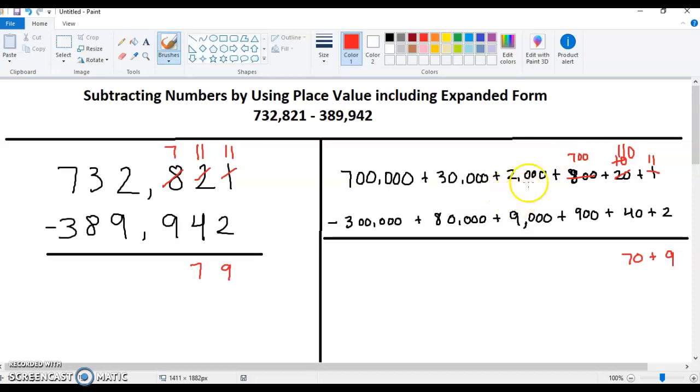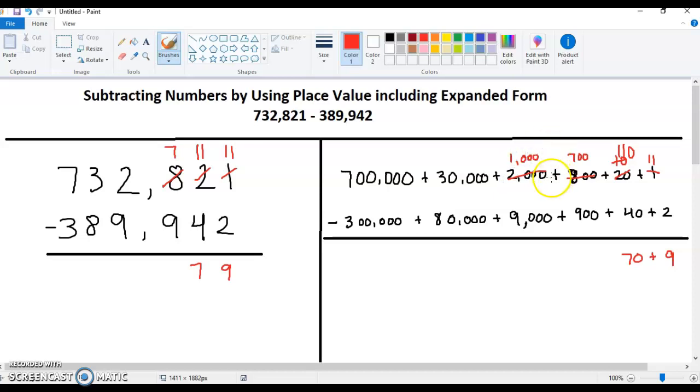And so you move over to the next one, and you have 7 groups of 100, or 700, minus 900. And again, we can't do that, right? Because 700 is less than 900. So we go over to the thousands and borrow a set of 1,000.